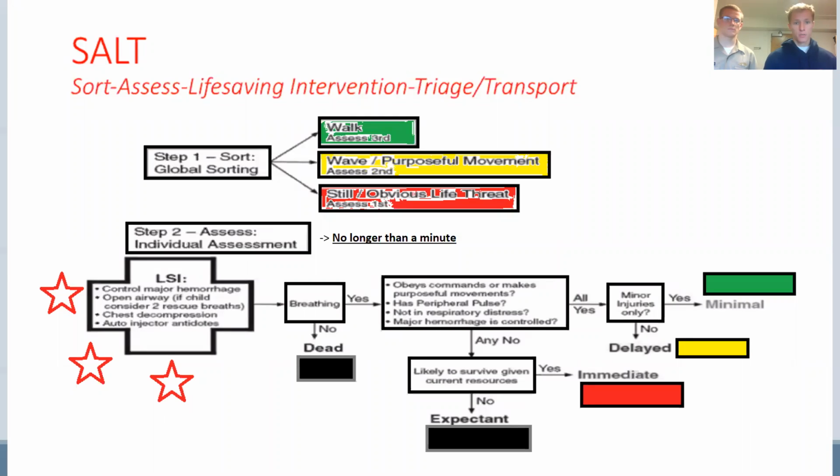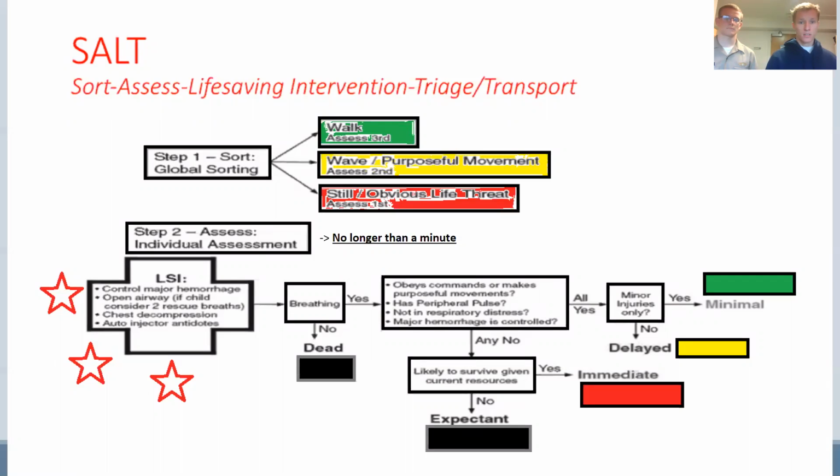For the initial triage, we're using SALT, so that's sort, assess, life-saving interventions, treatment, and transport. Initially you say, hey, anyone who can hear my voice, walk this way. They walk over, they're a green tag. If they have not minor, but not life-threatening injuries, a little more severe than minor injuries, but they're unable to walk, they move purposefully, they wave, they say, hey, I'm right here, my leg is injured, they are delayed.